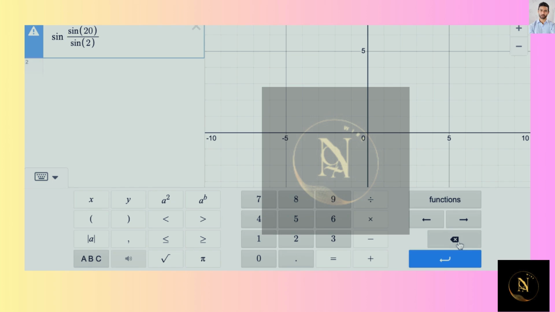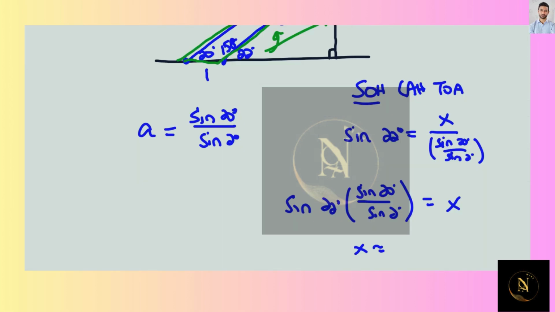So that would be the sine of 22 degrees times the sine of 20 over the sine of 2, and that comes out to about 3.67. 3.67 miles high.